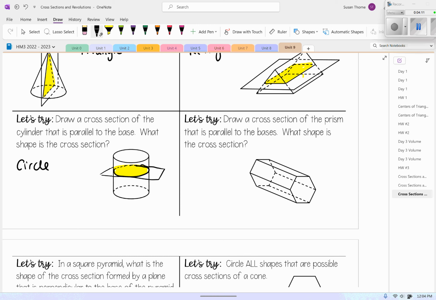If we were to draw a cross section of the prism that is parallel to the base, what shape would the cross section be? So the base right here you can see is a hexagon. So if we're making the cross section parallel to the base, it's going to make that same shape. Hard to draw, but you can see it would make that same shape, which would be another hexagon, because remember hexagons have 6 sides.